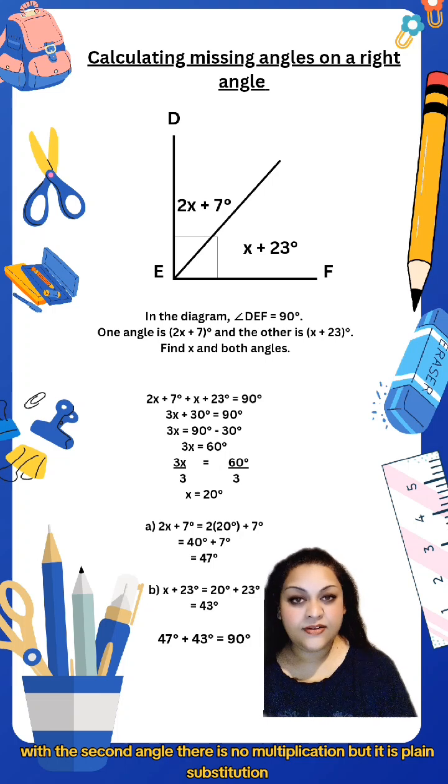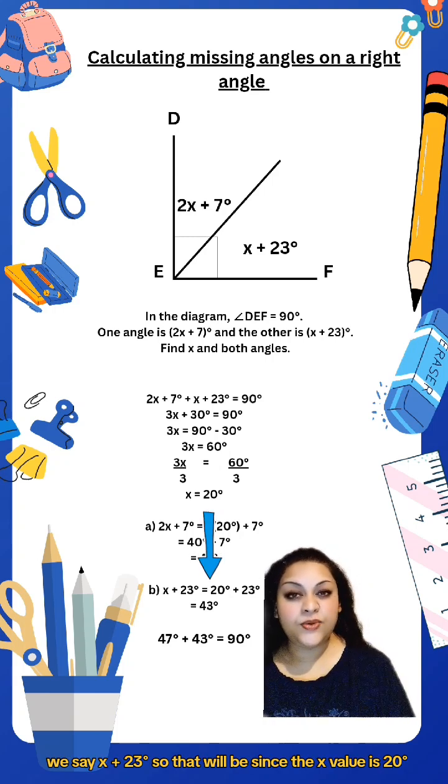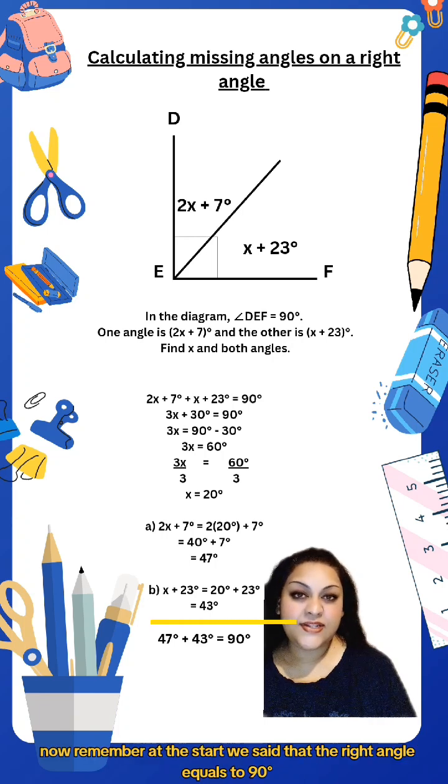With the second angle, there is no multiplication, but it is plain substitution. We say x plus 23 degrees. So that will be, since the x value is 20 degrees, 20 degrees plus 23 degrees, that gives us 43 degrees. Now remember at the start we said that the right angle equals 90 degrees.